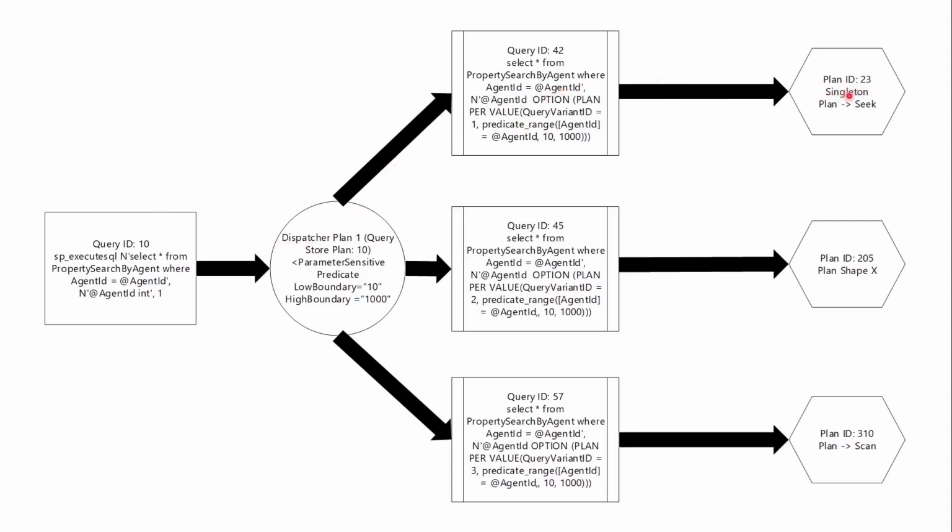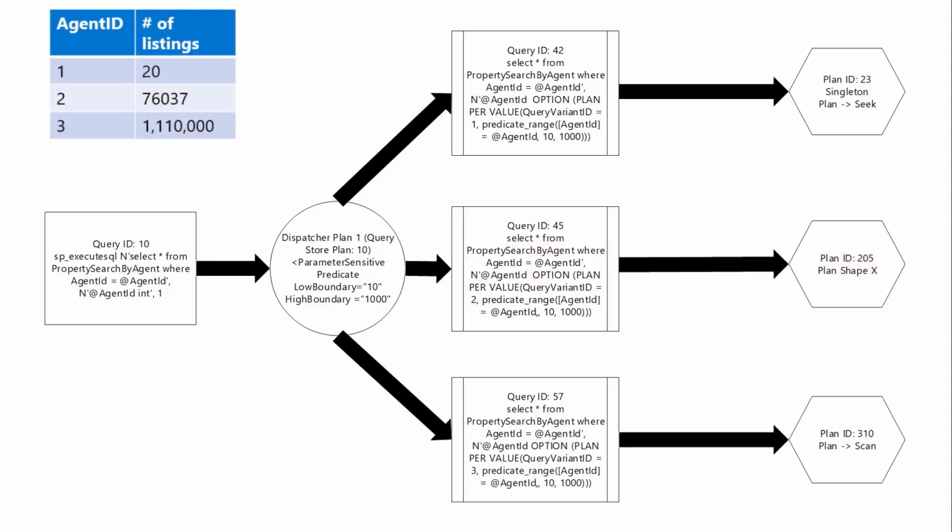Remember, this is the small bucket, so this will essentially line up with a seek operation in this simple example. If another value came in, a value of 2, we'd have a separate query ID, which would have a different plan shape, but also would have a different plan ID.